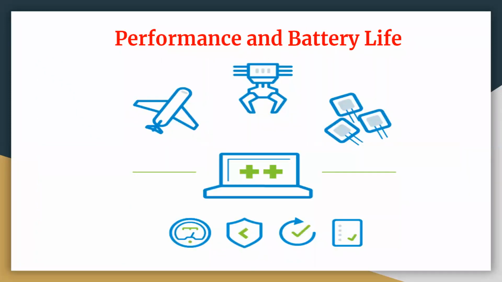Next topic is performance and battery life. Okay, so performance and battery life is a very important characteristic when we talk about devices, because when we are writing any code, performance and battery life always go hand in hand, because at times some applications require performance, whereas some applications require good battery life.